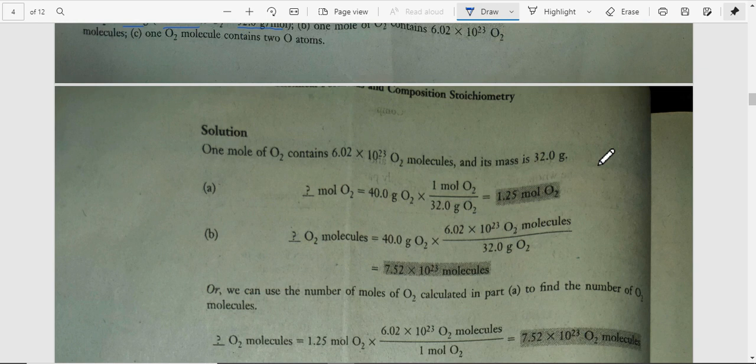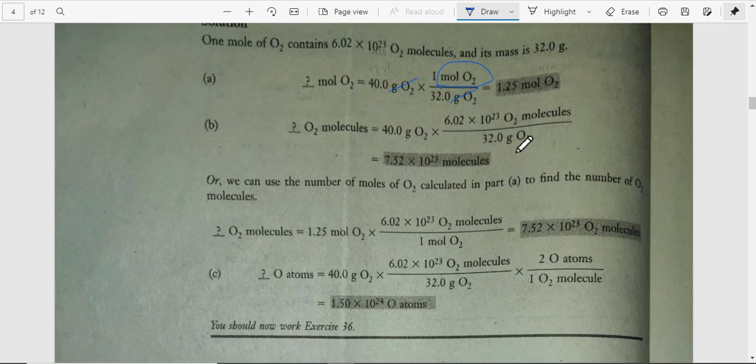In every 1 mole of your O2, you will have 32.0 grams of your O2. In your unit factor, the grams of O2 is on the bottom to cancel out the grams of oxygen on top, leaving you the unit that you are looking for, which is the mole of your O2. Simply multiply 40 times 1, then divide it by 32. Then your answer is 1.25 moles of your O2.